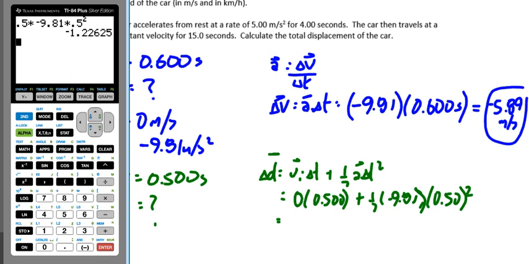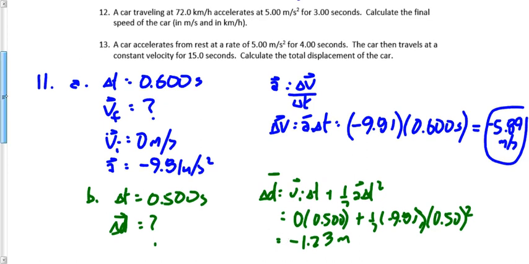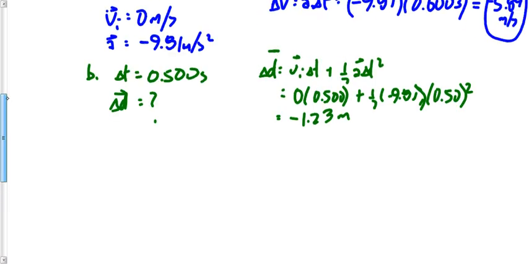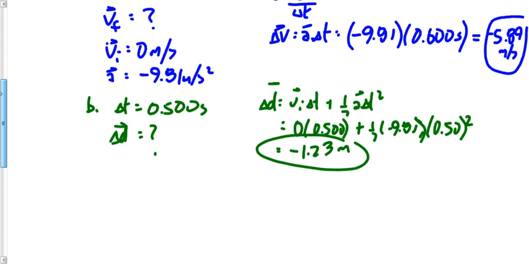Negative 1.23. Is that right? How far has it fallen in 1/2 a second? Negative 1.23. Oops, what's going on there? How many people got that one? Good, good.